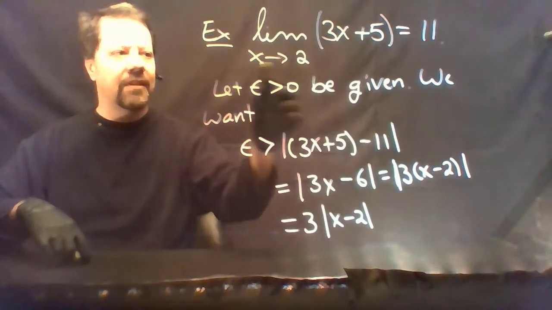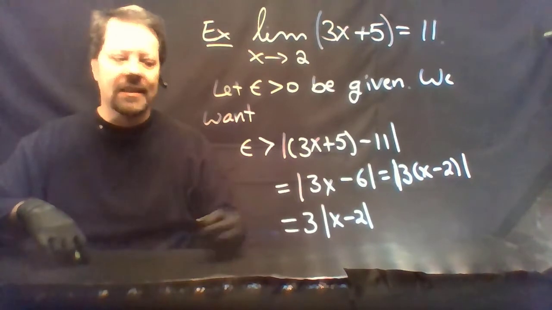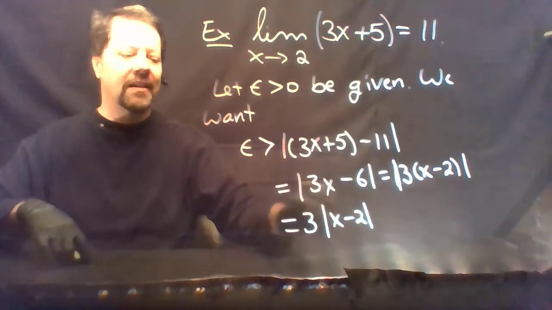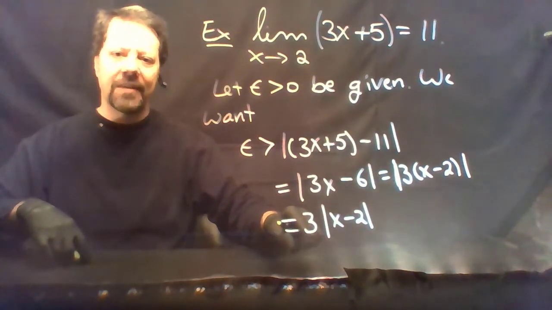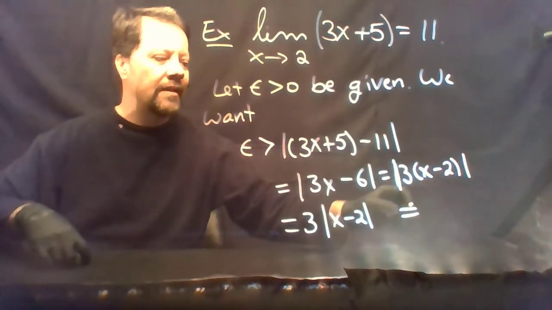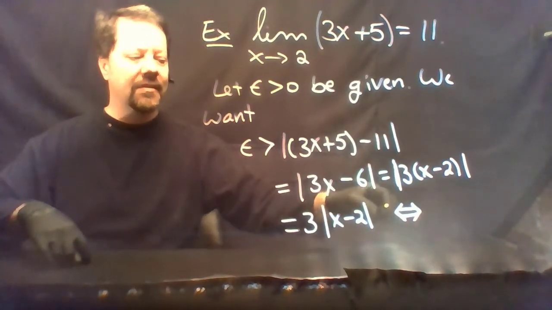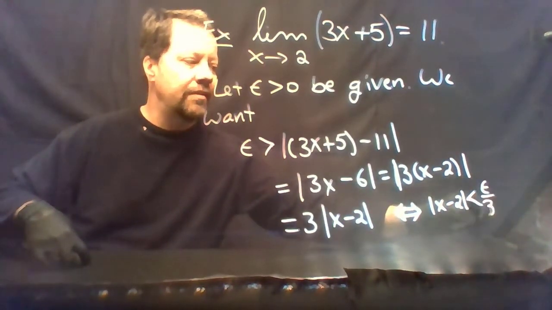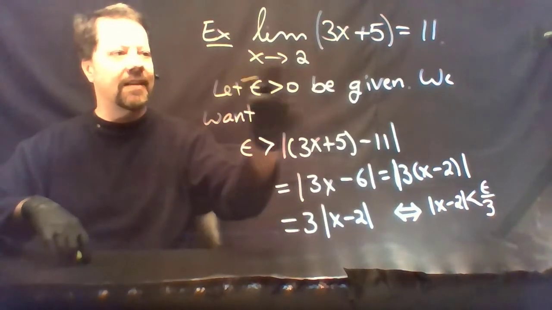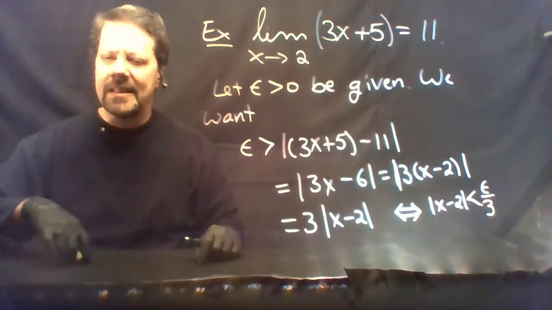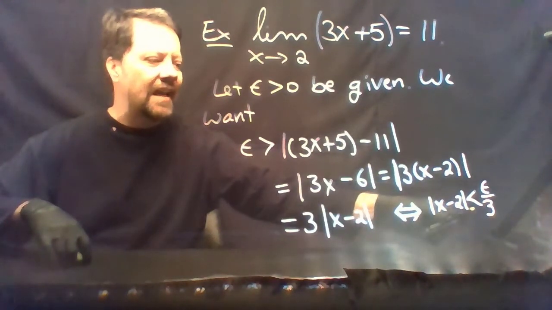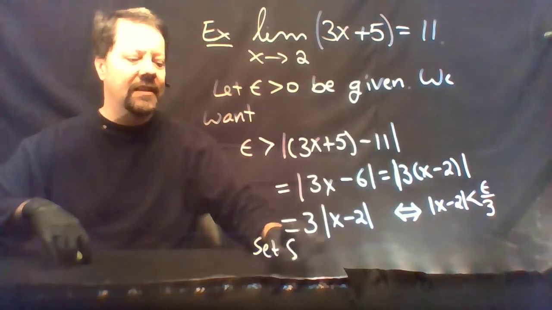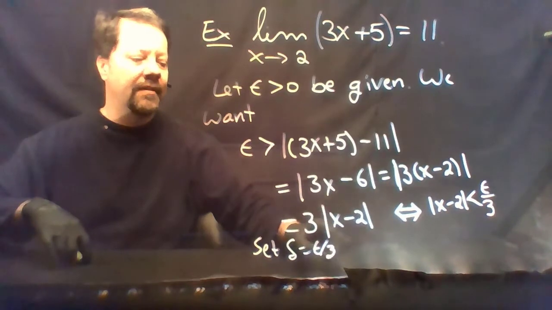We need some measure of closeness in the domain. That will be our delta. We now have this x minus 2, the distance between x and 2 in the domain, but it's multiplied by this 3. So what we're doing implies both ways: absolute value of x minus 2 is less than epsilon over 3. Now, the distance between x and 2 in the domain was supposed to be delta. We can see that delta has to be epsilon divided by 3. So we're going to set delta to be epsilon divided by 3.